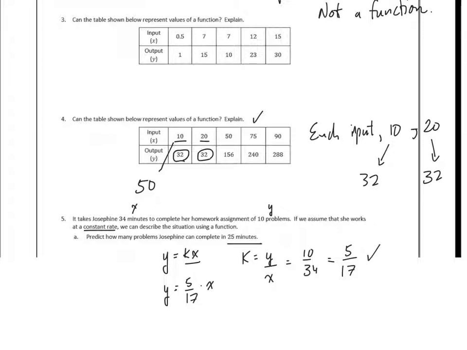Now the question is a prediction question. It's saying to predict what she can do in 25 minutes. If x is time, then we can figure this out: y equals 5 over 17 multiplied by 25. That's going to tell us how many questions she can do. I don't have a calculator in front of me, but that's going to be 125 over 17, and you can divide that with a calculator.